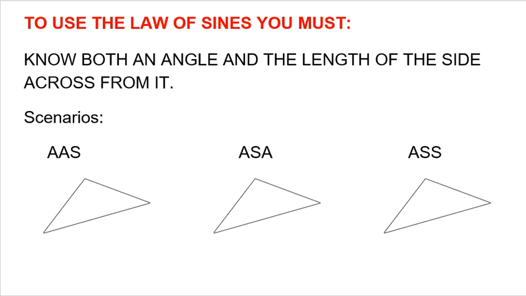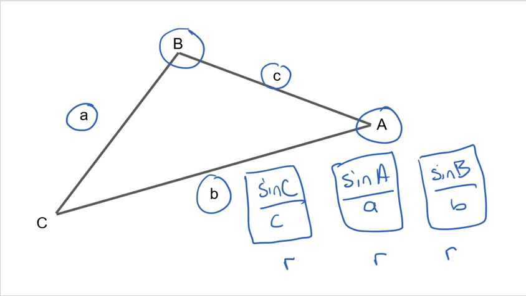Now, there is only one drawback. You're only allowed to use the law of sines if you know that ratio. So I need to know both an angle and the length of the side across from it. You could use the law of sines anytime you know an angle and the side across from it. Again, I need to know the ratio.